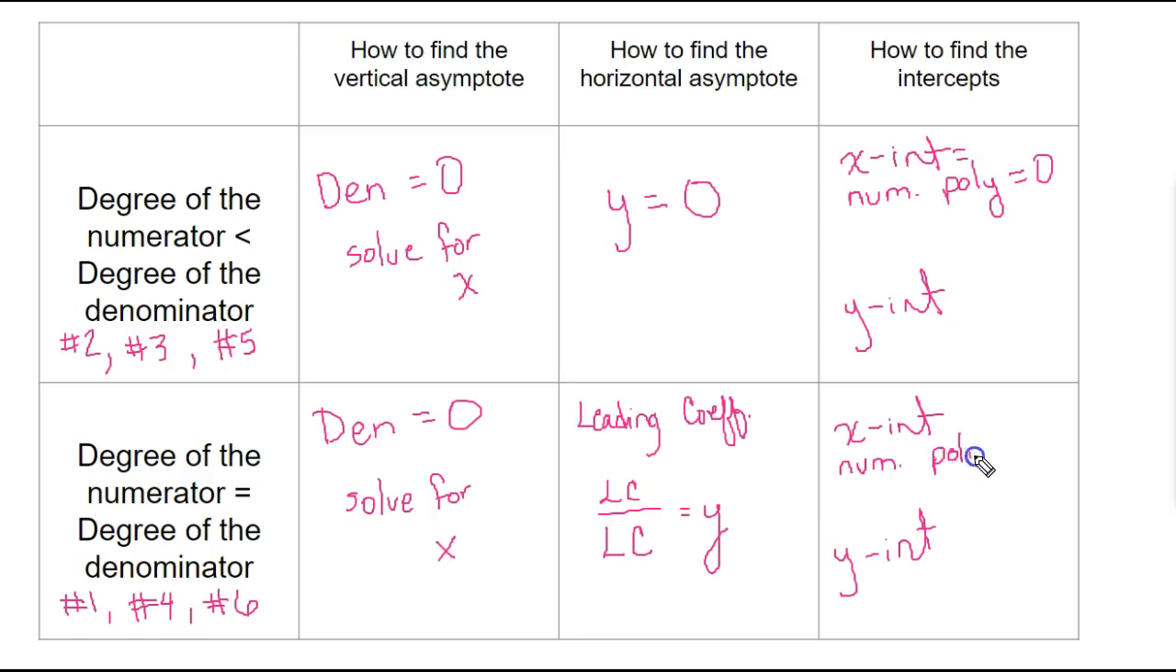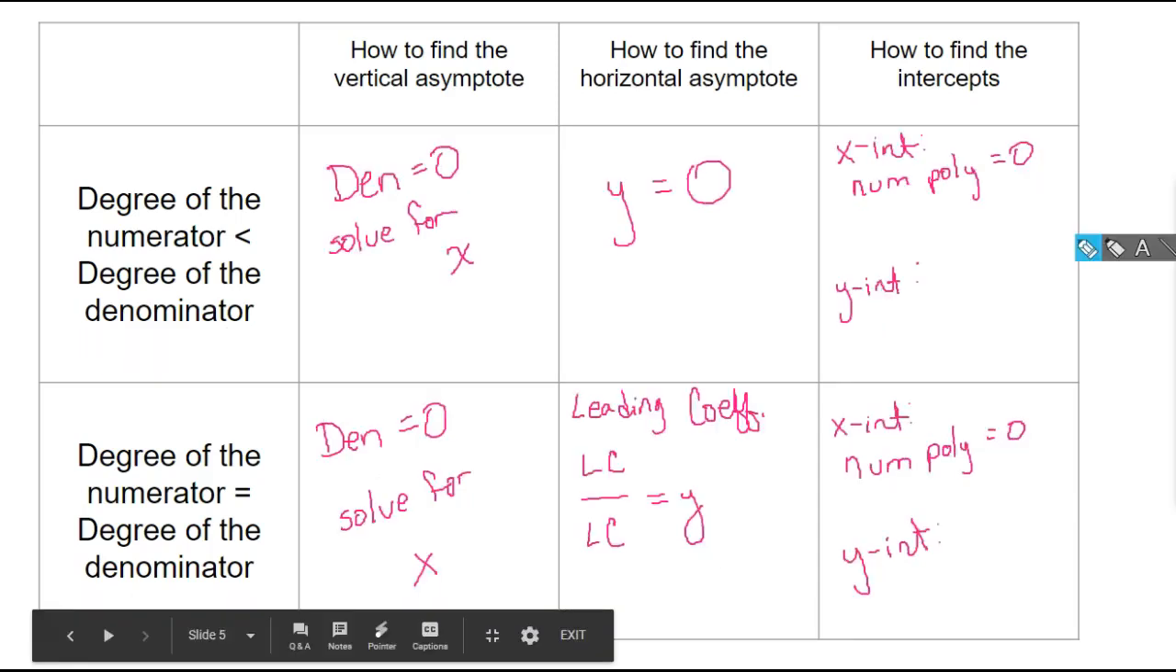Because if I'm going to have a fraction, the only way I can get 0 from a fraction is if the top number of the fraction is 0. I can't divide by 0. And if I take any number and divide it by something else, it's never going to be equal to 0. The only way we can get 0 is if the top number is equal to 0. So whatever that numerator polynomial is, wherever it is equal to 0, that's going to be how I get an x-intercept.